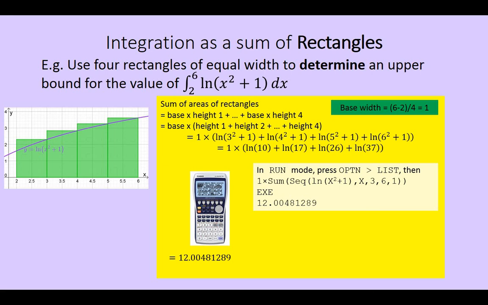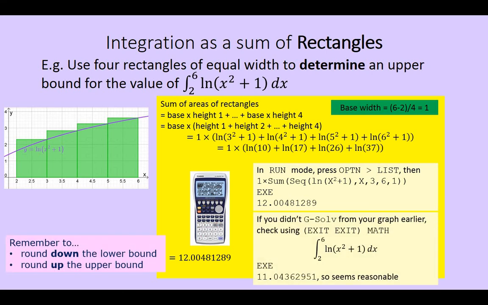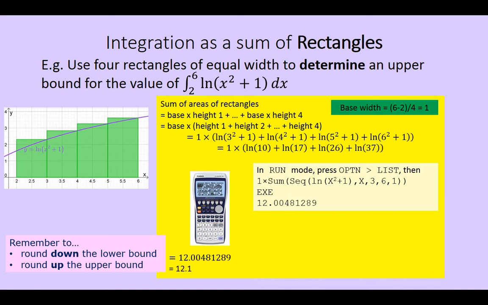It's pretty good, it's a little bit above the one we were expecting, 11 point something. Remember, we really ought to round that one up because it's an upper bound, so I'm going to put 12.1, but you wouldn't be penalised, I don't think, if you put 12.0.